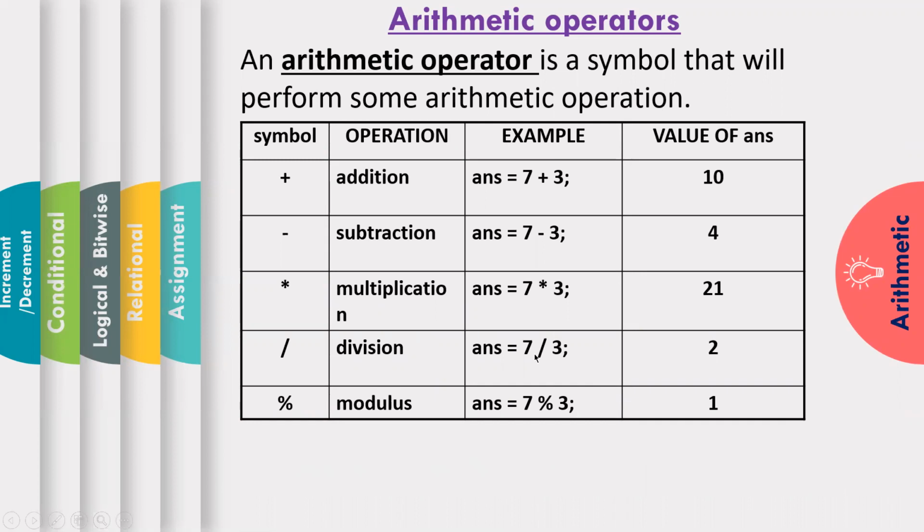So what is 7 by 3? 3 twos are 6, so it displays 2. Actually it is 2 point something, the actual value. But if you use integers, that point something value is removed, and it is shown as 2 only. And 7 mod 3, its value is 1. Why is it 1? Because mod is nothing but remainder. 7 mod 3 means 3 twos are 6, so 1 is the remainder. That's why this is 1.